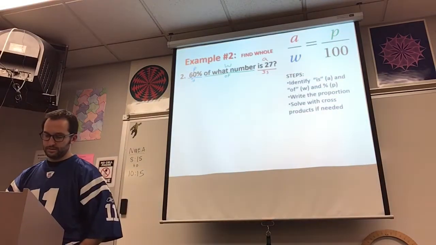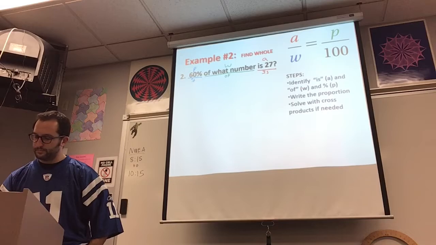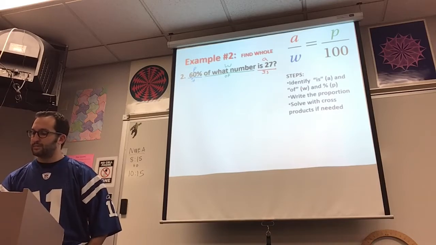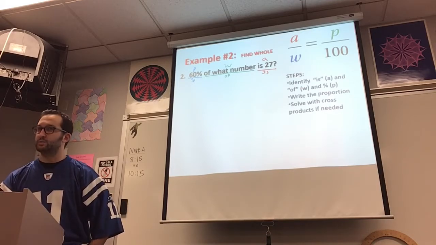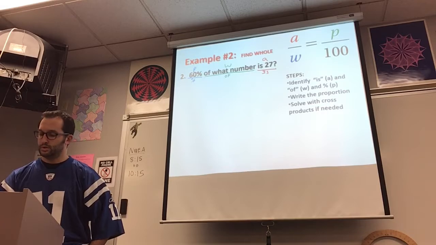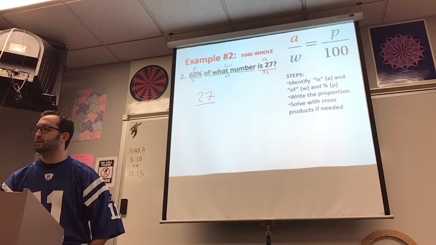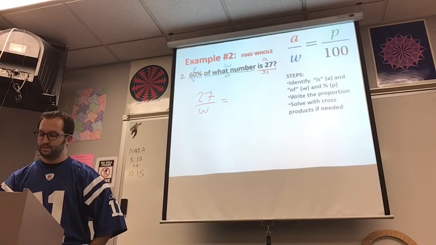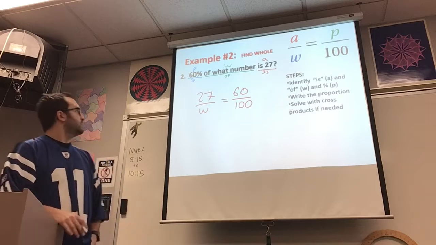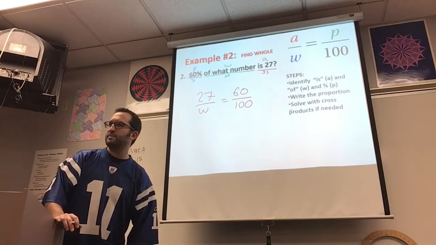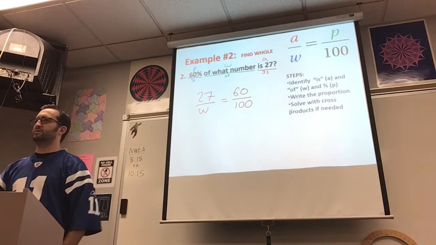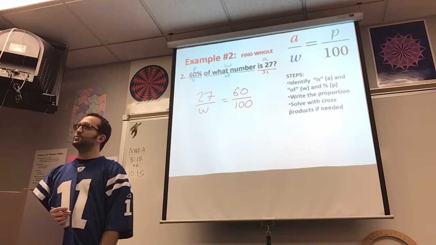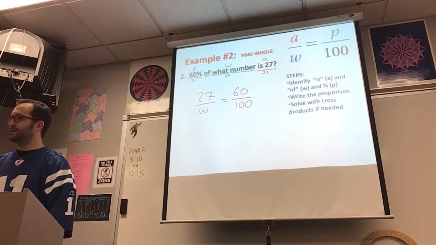All right, ready? Let's write our proportion now. So A over W equals P over 100. So A is what? 27. W is what? W. P is what? 60 over then 100. Now, do you see any simplifying that we might be able to do to make our life a little bit easier? No. I do.